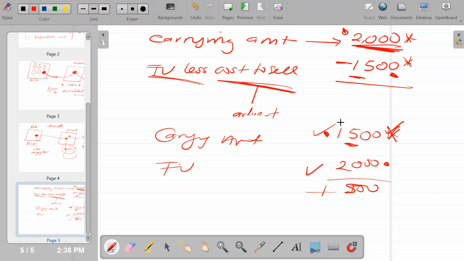So these are the dynamics. In the first example, if we use the carrying amount, when we sell it, we will get less than what the carrying amount is, which is not correct. So it's better to use the fair value less cost to sell. But in the second scenario, the fair value is more than the carrying amount. So it means we are safe, because when we sell it, we'll even get some surplus. So we will maintain this 1,500.